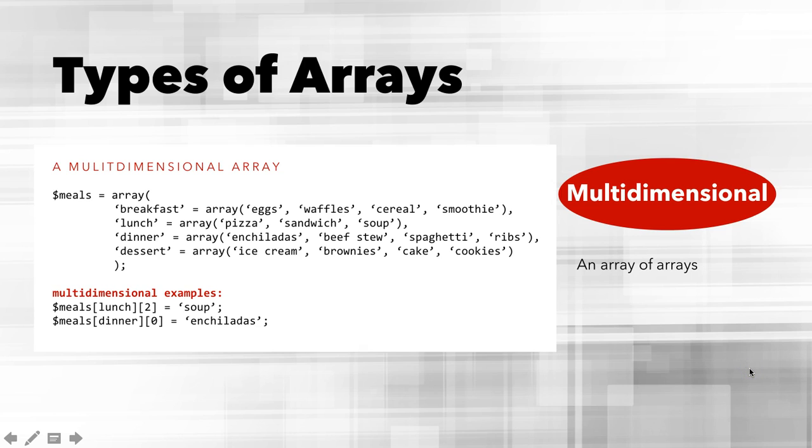A multidimensional array is basically the same, except the keys can contain another array as its value. A multidimensional array is an array of arrays.